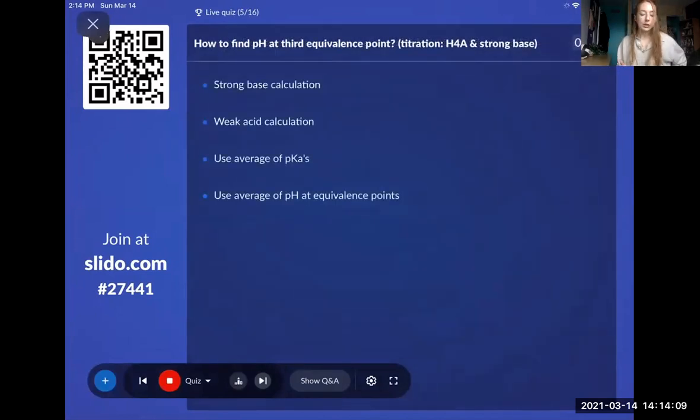Okay, this next question is asking, how do we find the pH at the third equivalence point if there's 4 equivalence points in total?